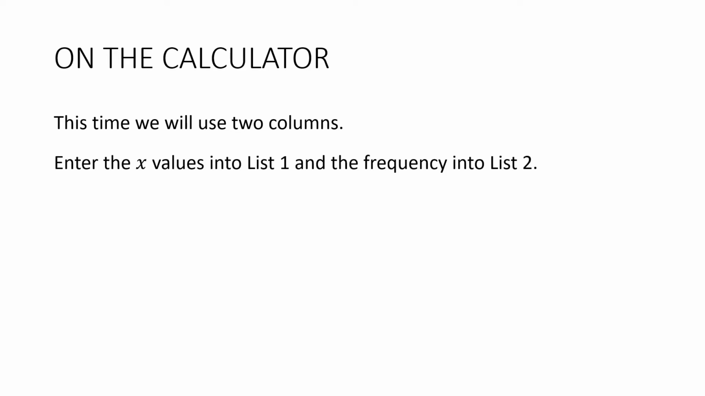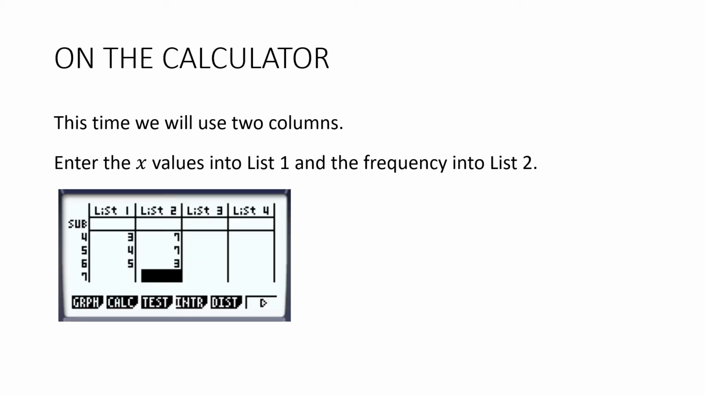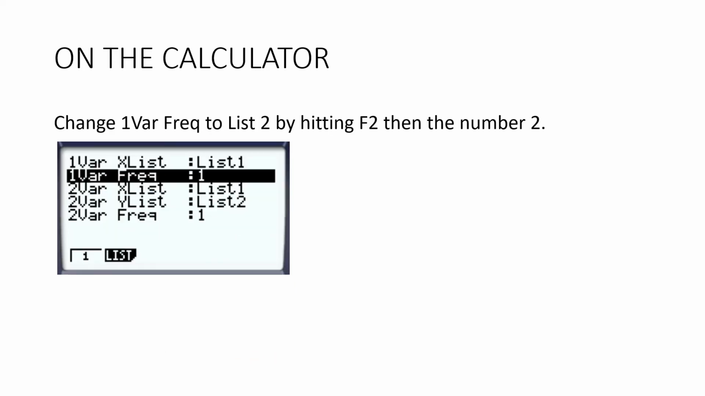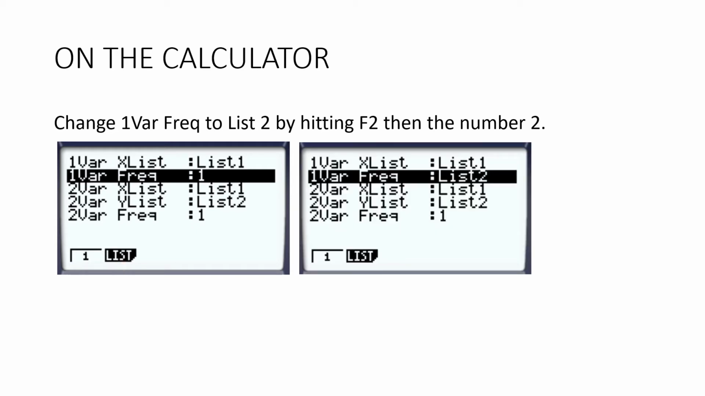So we're going to enter the X values, or our values, into list 1 and the frequency into list 2, like this. Now we have to adjust the calculator. This is what we do. We're going to go into Calc, and then you're going to find Set, F6 Set. And it says that our X values are sitting in list 1, and our frequency is 1 each time. We don't want that. We want the frequency to be in list 2, where we put them. So we just hit list, and then 2, and that's what we get.